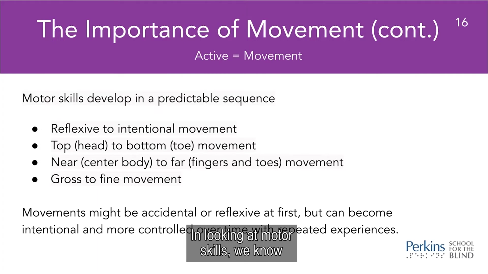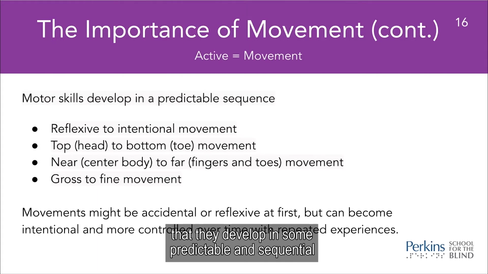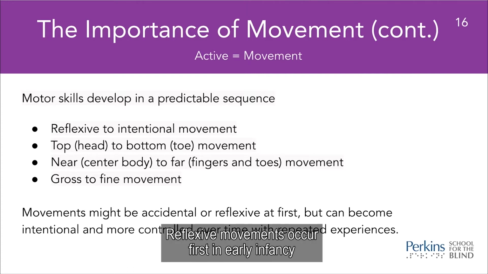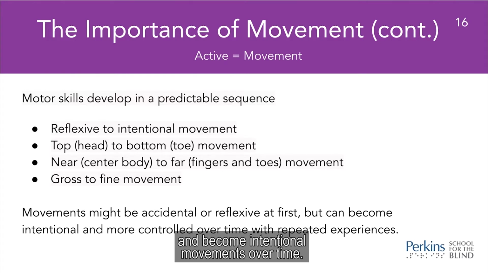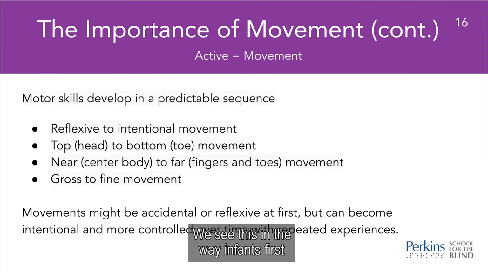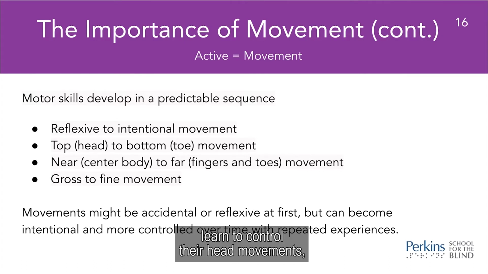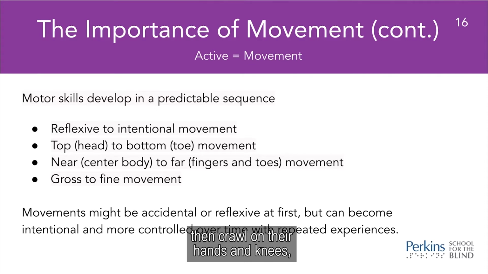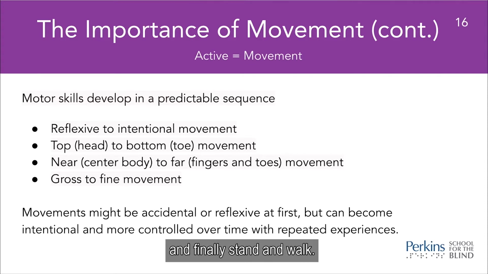In looking at motor skills, we know that they develop in some predictable and sequential ways. Reflexive movements occur first in early infancy and become intentional movements over time. Motor skills develop from top to bottom, meaning head to toe. We see this in the way infants first learn to control their head movements. Then they learn to push up on their hands, then crawl on their hands and knees, and finally stand and walk.